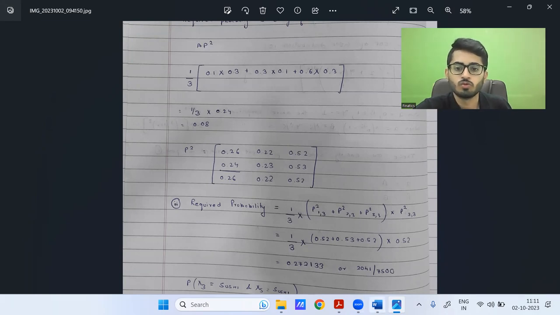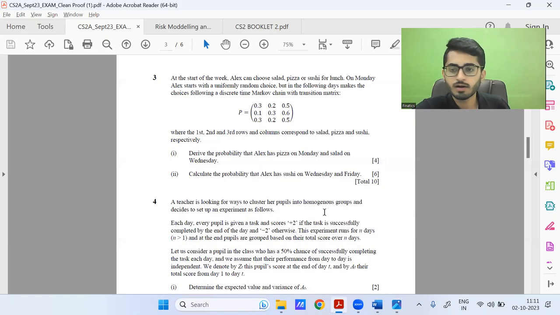Now part two, which was the more difficult part, I would say. Calculate the probability that Alex has sushi on Wednesday and Friday. So doing P square will fetch full marks. One of you is asking, I'm not sure it's written, derive the probability. Honestly, I'll wait for the examiner report to come. If not full marks, we would be getting some marks. If you have done just P square, you won't get the answer because you need to multiply by 1 by 3 as well. So it's P square into 1 by 3, technically speaking. If you have just written P square, not getting marks. If you're just putting 0.24, I don't think so getting marks for that.